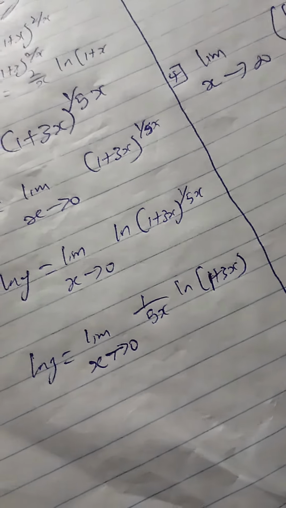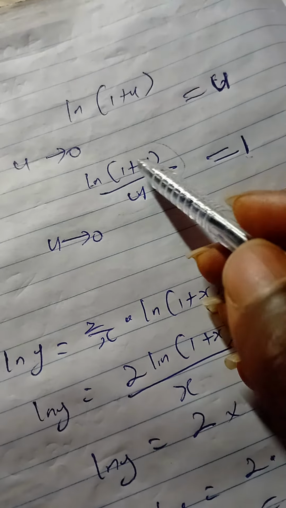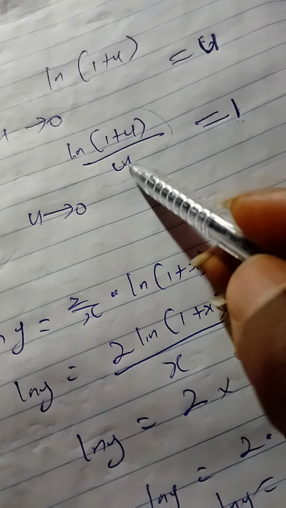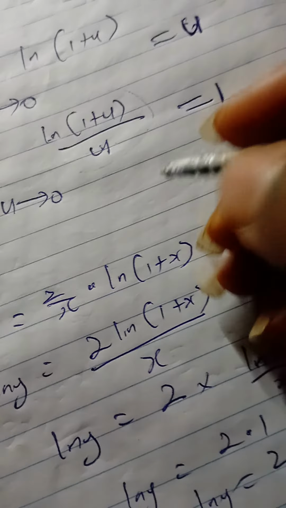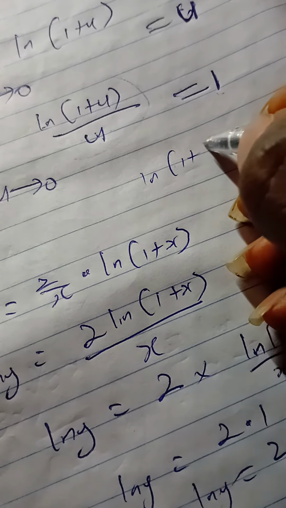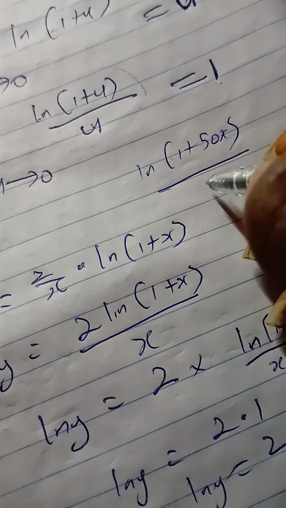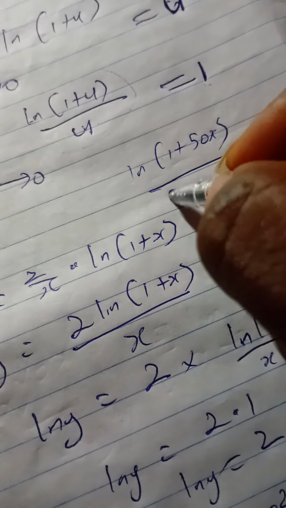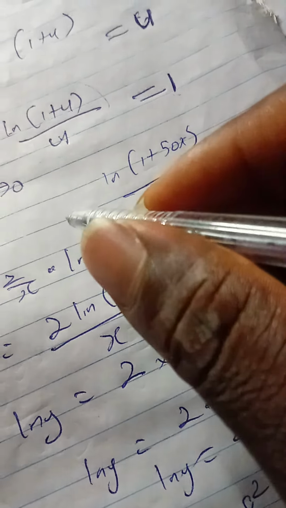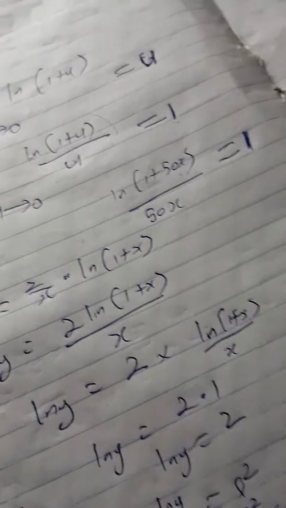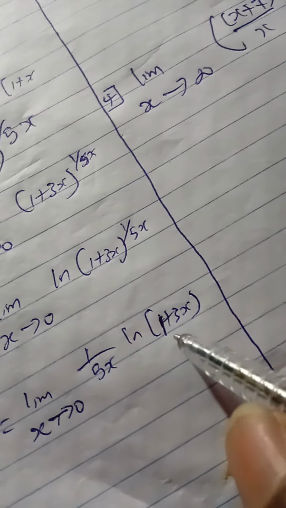You have to be able to think. Now you can see the standard limit. If you have ln(1 + u) here, and it is also over u, then the answer is equal to 1 as u tends to 0. If I say ln(1 + 50x) over x, it is not 1, but if I say over 50x, the standard limit equals 1 as x tends to 0. If x is tending to infinity, then it can be another answer. We'll get there.